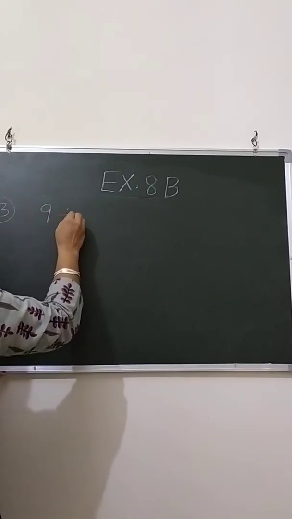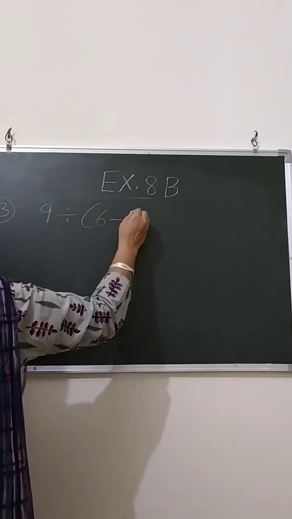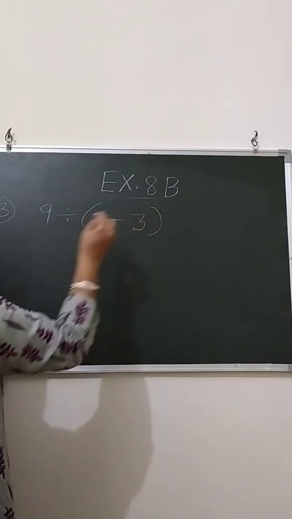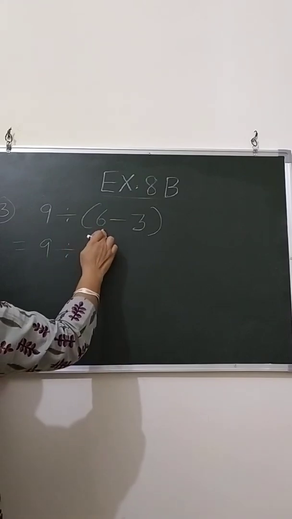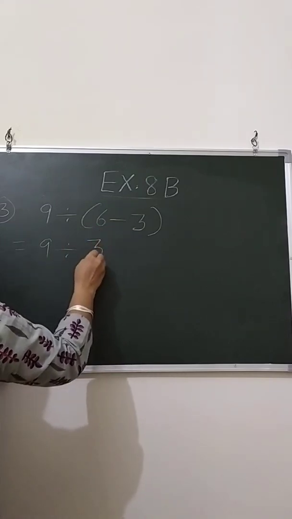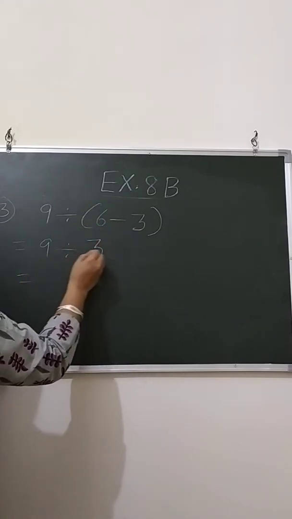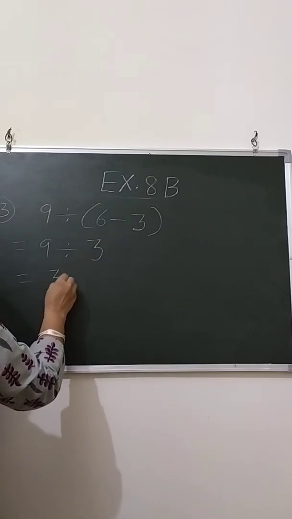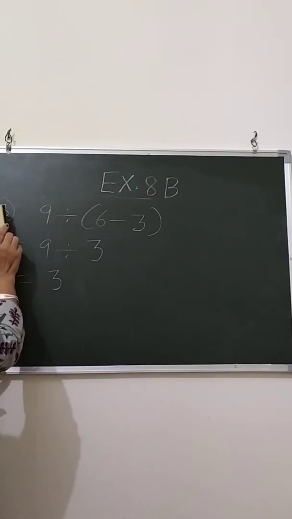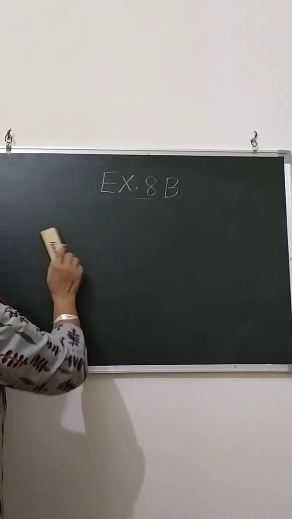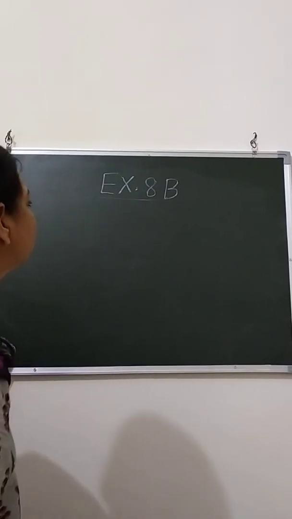9 divided by 6 minus 3. So this is 9 divided by 6 minus 3, which is equal to 3. So 9 divided by 3, we get the answer 3. Look here. Is it clear? Come to the next question, 6. Question number 6 we are going to do.